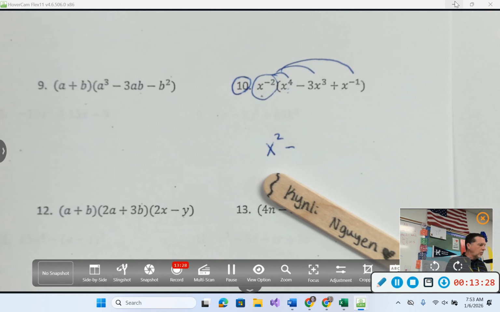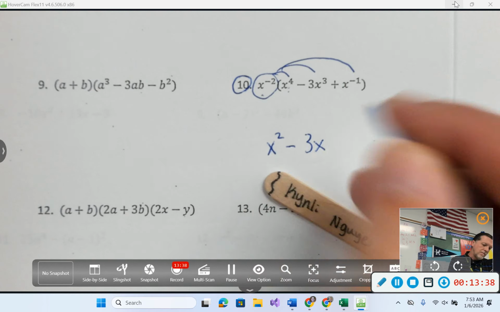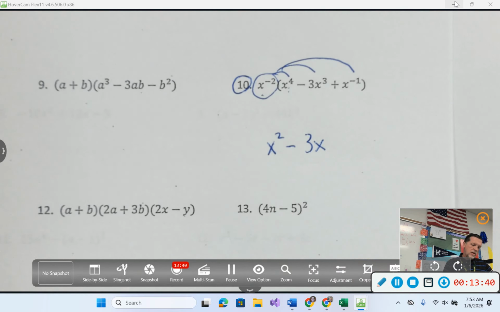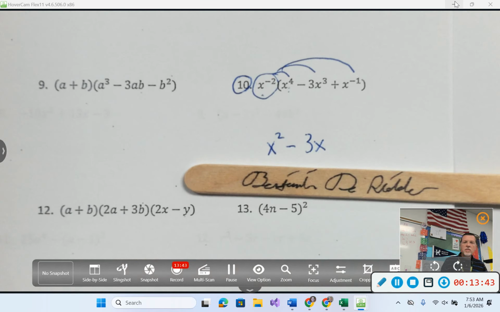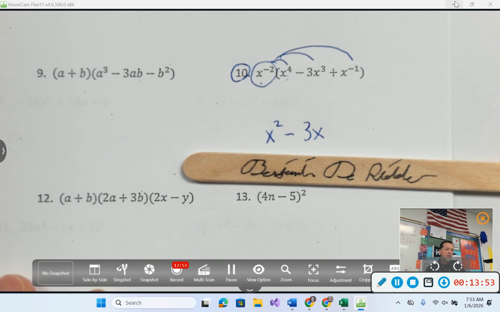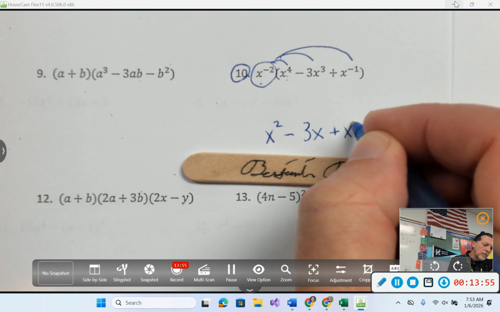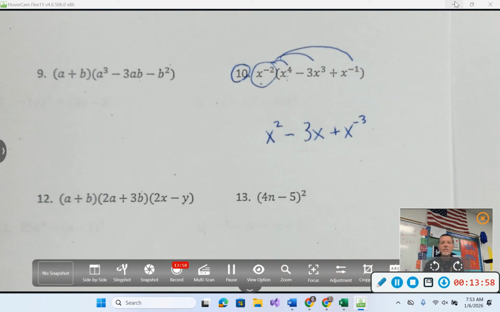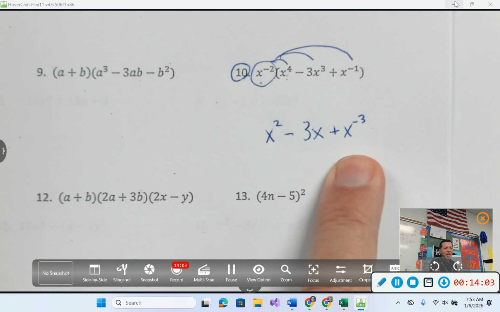Kinley, how about that next term? If I multiply x to the negative 2 times negative 3x cubed. Negative 3x? Good. Negative 3x. Then, no pressure. X to the negative 2 times x to the negative 1. X to the negative 3. Good as in not wrong, but not finished yet. So that's not wrong, and what you said was right. What don't I like about that as an answer?